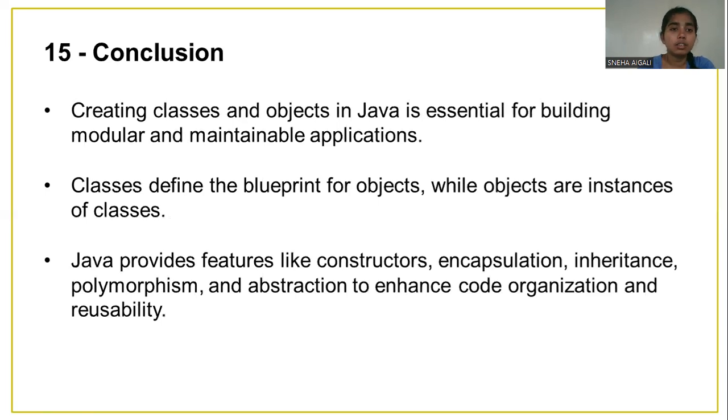Now, as we have come to the conclusion, creating classes and objects in Java is essential for building modular and maintainable applications. Classes define the blueprint for objects, while objects are instances of classes. And Java provides features like constructors, encapsulation, inheritance, polymorphism, and abstraction to enhance code organization and reusability. Well, that was some of the main topics included in Java for creating objects, classes, and how to access methods and variables from the class.